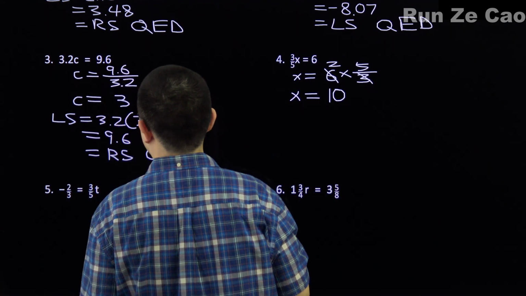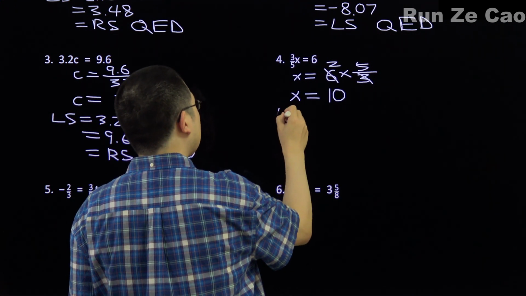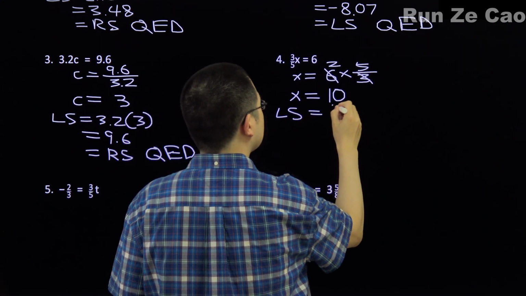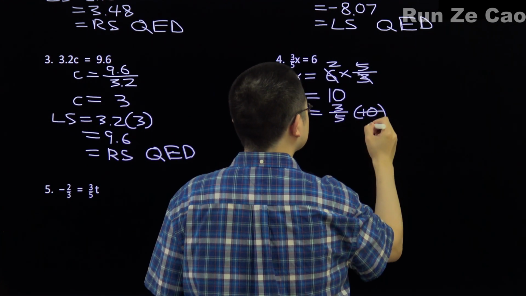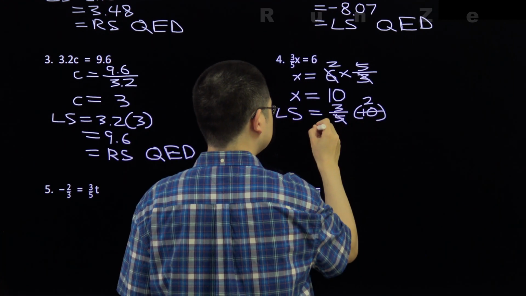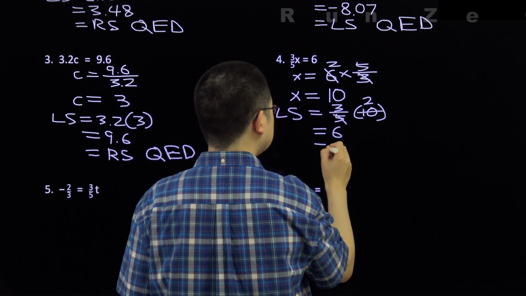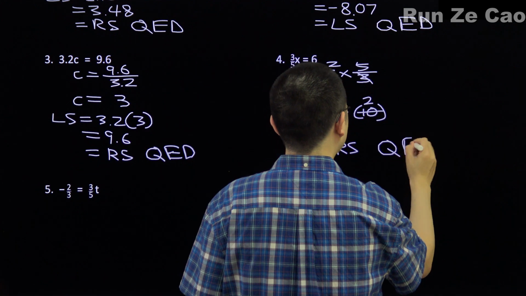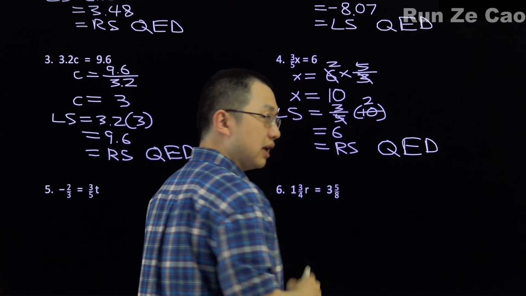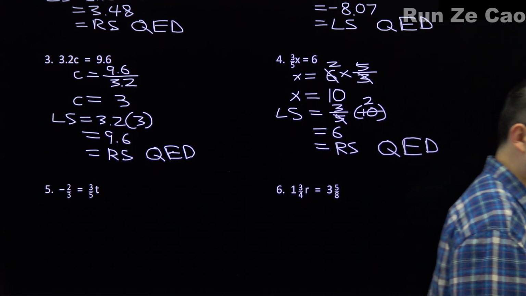So x is equal to 10, and our left side is 3 over 5 times 10. So this cancels to give a 2. This equals 6, which is the right side. It's equal to the right side. Therefore, we've proven that our answer is correct.